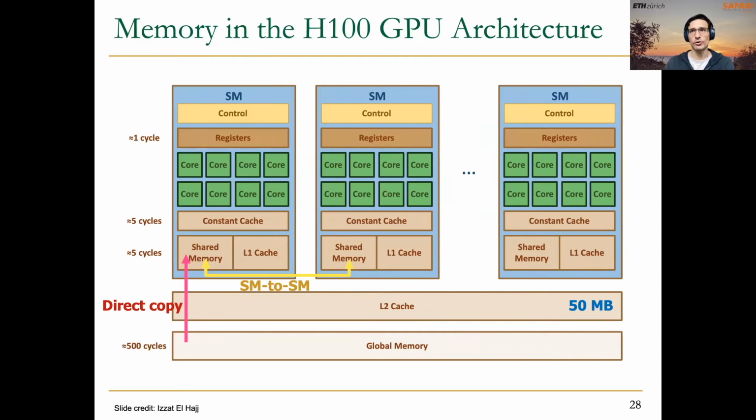In order to give you a few more interesting numbers, the size of the L2 cache is 50 megabytes, and the size of the global memory is expected to be up to 80 gigabytes. So it's essentially twice as large as the global memory of the previous A100 architecture. And also the bandwidth of this global memory has greatly increased to up to 3 terabytes per second, which is a very large bandwidth.